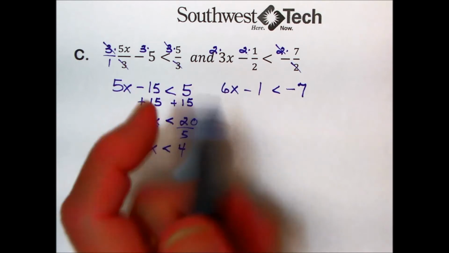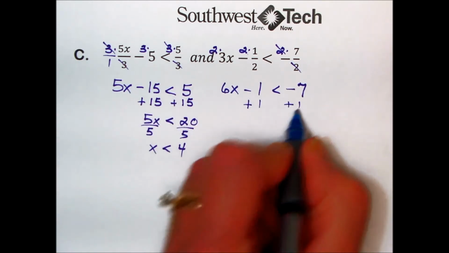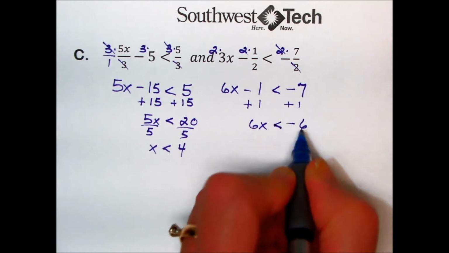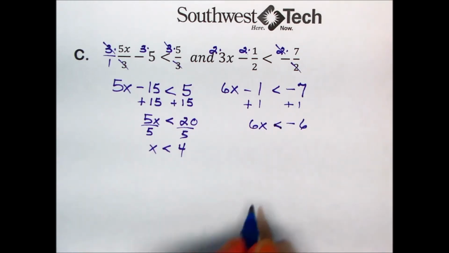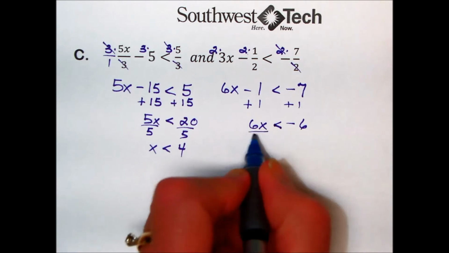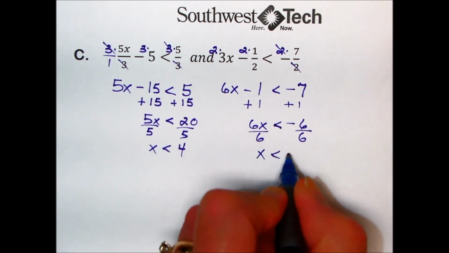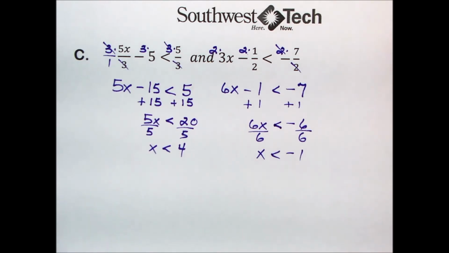Solving for the variable, add a 1 to both sides. 6x is less than negative 6. And last but not least, divide both sides by 6 leaves us with x is less than negative 1.